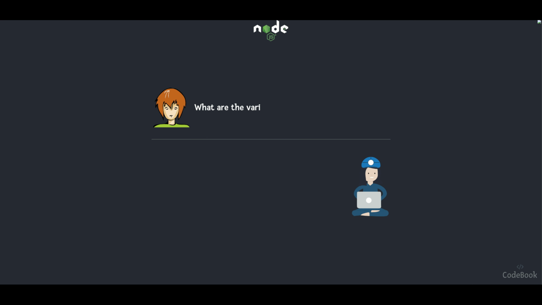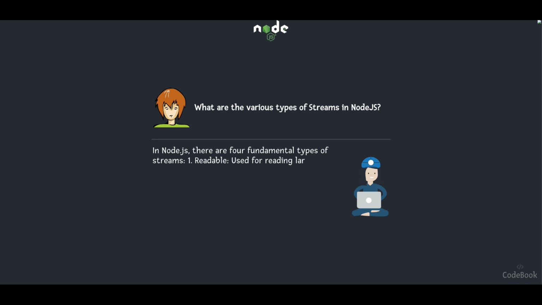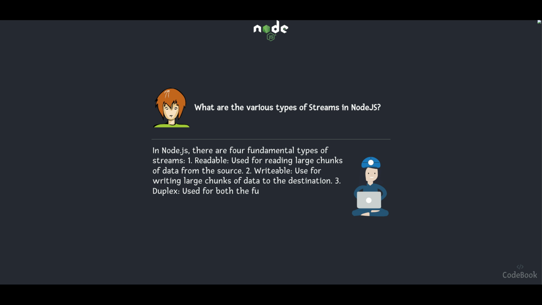What are the various types of streams in Node.js? In Node.js, there are 4 fundamental types of streams. 1. Readable, used for reading large chunks of data from the source. 2. Writable, used for writing large chunks of data to the destination. 3. Duplex, used for both the functions, read and write. 4. Transform, it is a duplex stream that is used for modifying the data.